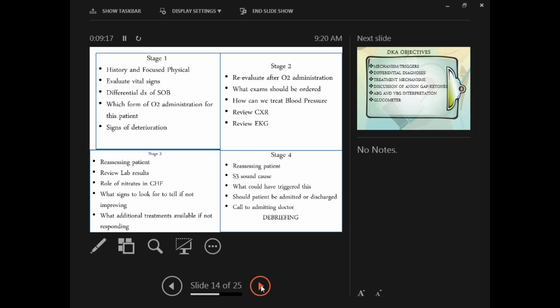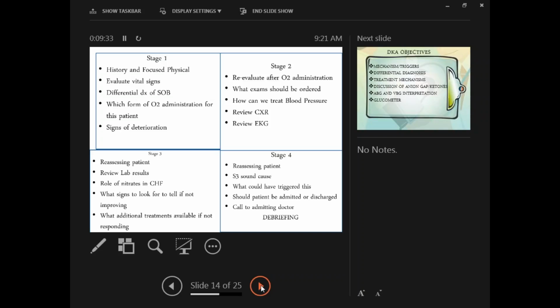And then going through the triggers. So in each case, I'd like them to know what type of triggers would cause someone to go into heart failure. Could it be valvular? Could it be an MI? Diet changes, noncompliance with medications. And then should this patient be admitted or discharged?